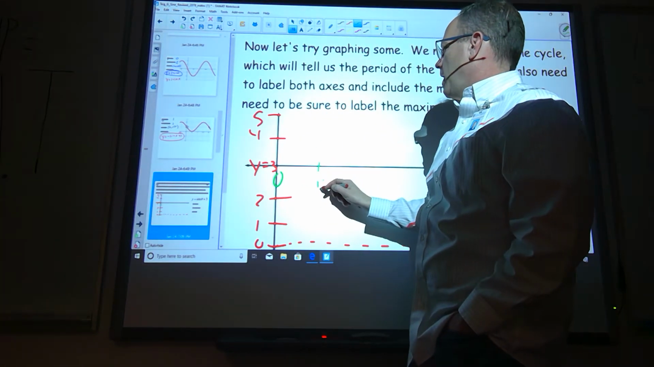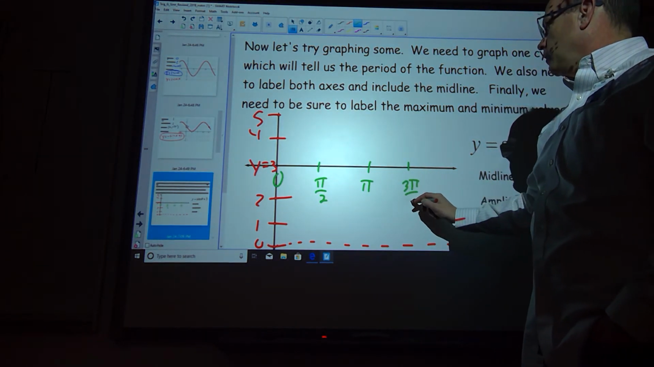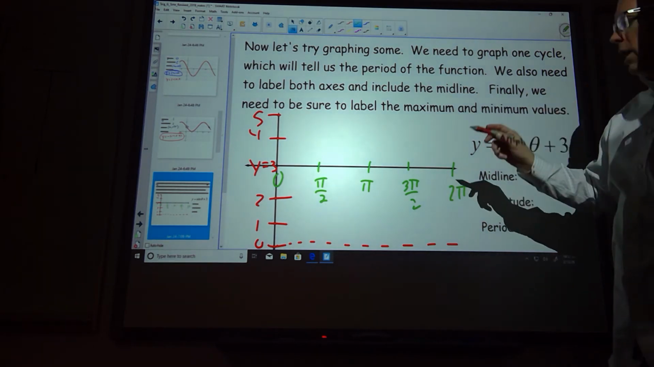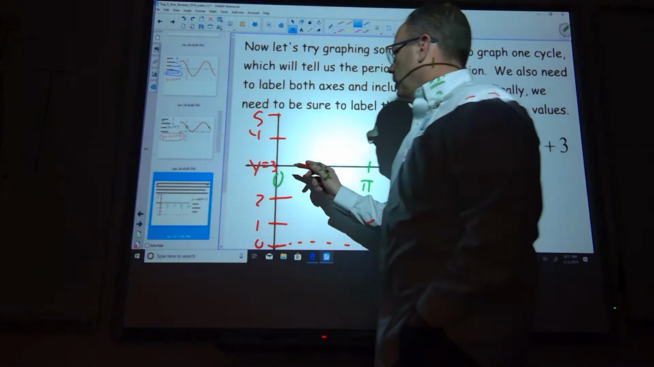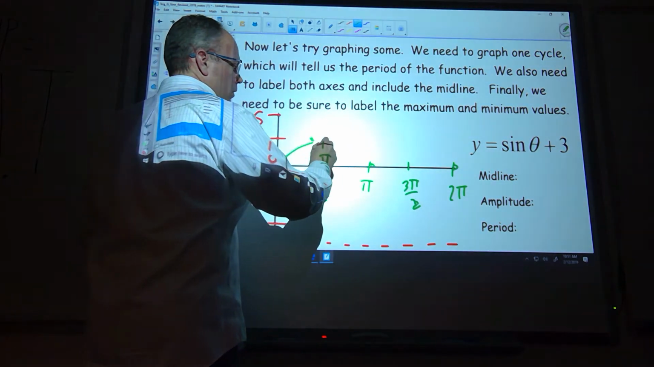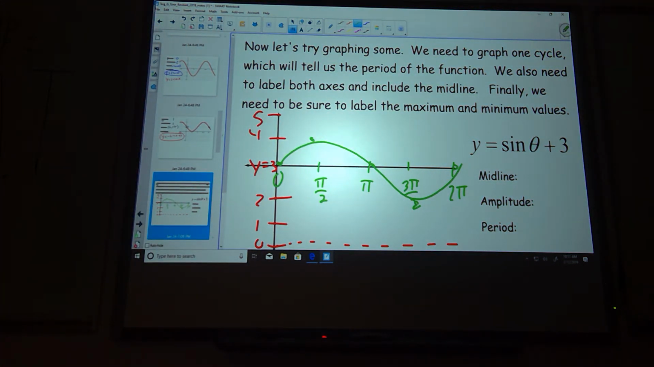Here's 0. Here's pi halves. Here's pi. Here's 3 pi over 2. Here's 2 pi. So this one just shifted up 3, correct? So I changed my midline. So my axis is actually down here. But here we go. So here, here, here, here, here. Done. Nice. So I changed my labels on my axis to allow me to graph it. I didn't go and try and squeeze up 3 on this. I hope I did it right.